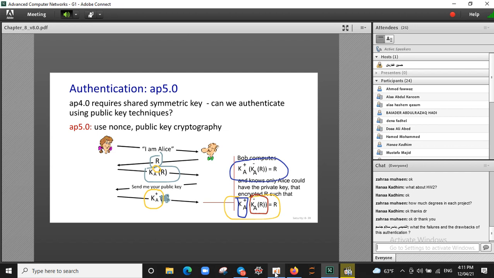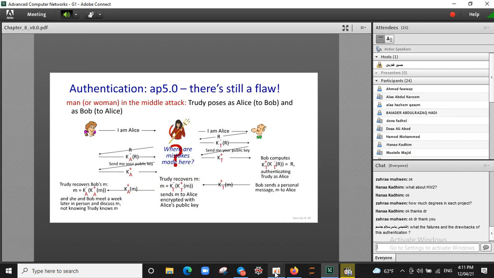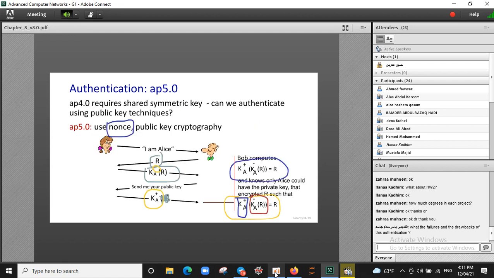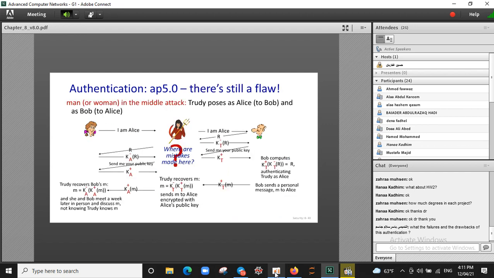In this slide, we have a specific phrase, nonce. But what is nonce? We should talk about it. We should talk about nonce.